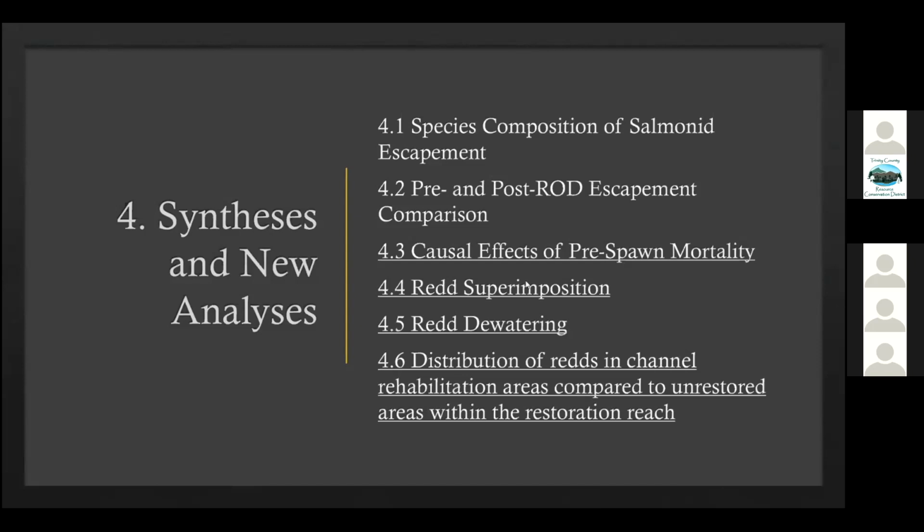Some of the syntheses and new analyses that we've conducted for this report. In this presentation, I'm going to focus on these bottom four: the causal effects of pre-spawn mortality, red superimposition, red dewatering, and the distribution of reds in channel rehabilitation areas compared to unrestored areas within the restoration reach.